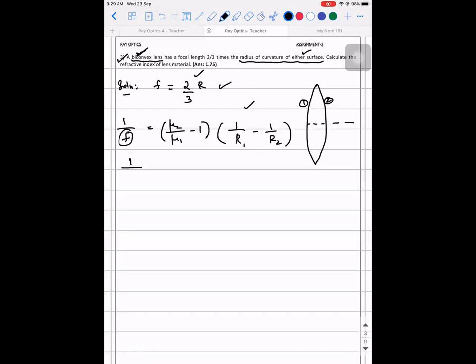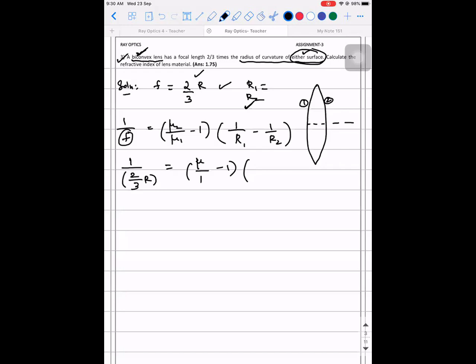So 1 divided by focal length is 2 by 3 times R. Mu2, if I take it as mu, which is what we need to find, divided by the outside medium's refractive index, which is 1, minus 1, into 1 by r1 minus 1 by r2. You need to be very careful with this. We have done a problem based on biconvex already. In terms of magnitude, because of the words either surface, they are the same, but in terms of sign convention, they are not. Tell me the proper sign convention.